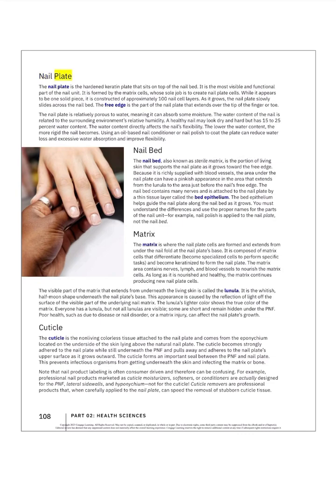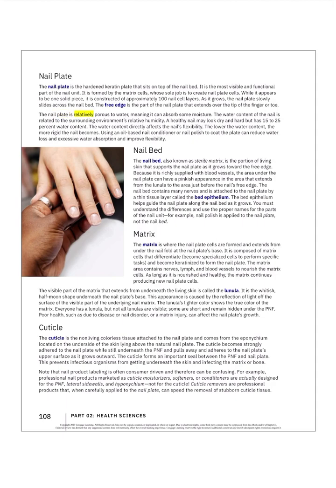Nail plate. The nail plate is the hardened keratin plate that sits on top of the nail bed. It is the most visible and functional part of the nail unit. It is formed by the matrix cells, whose sole job is to create nail plate cells. While it appears to be one solid piece, it is constructed of approximately 100 nail cell layers. As it grows, the nail plate slowly slides across the nail bed. The free edge is the part of the nail plate that extends over the tip of the finger or toe.